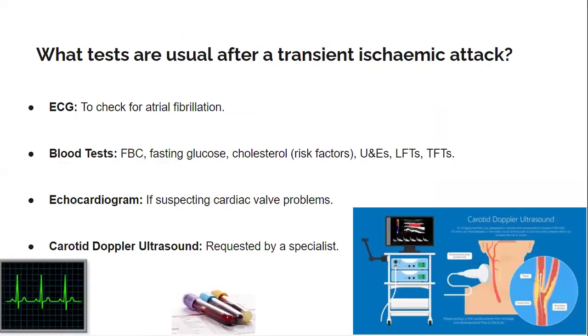Right. So what are the tests which are usually advised after TIA suspicion? ECG. You check the rhythm, whether the patient is in atrial fibrillation. You check for full blood count, fasting glucose, because we are going to refer this patient anyway. Okay. So make sure that you advise all those tests as baseline tests. Urea and electrolytes, LFTs, thyroid function test. Echo, if the specialist thinks it's necessary, and carotid Doppler also by the specialist. You will not ask your patient to wait in your clinic, because it's not your domain.